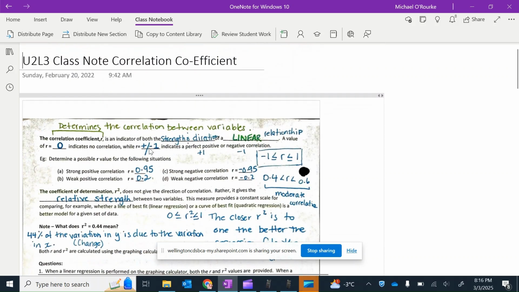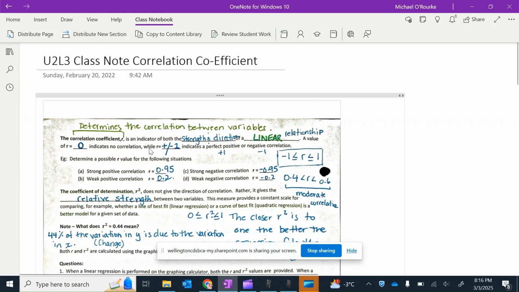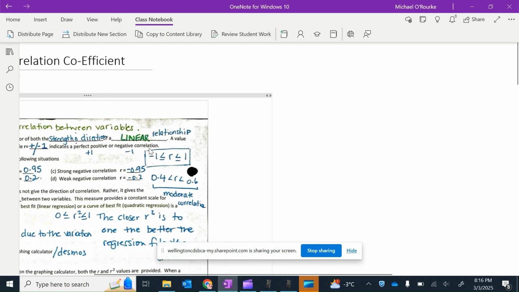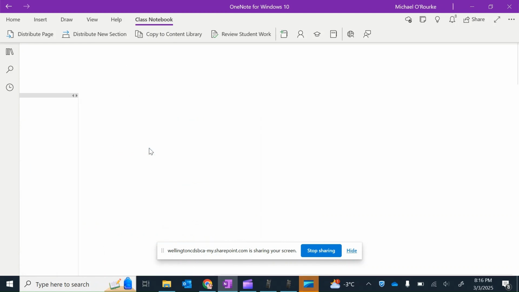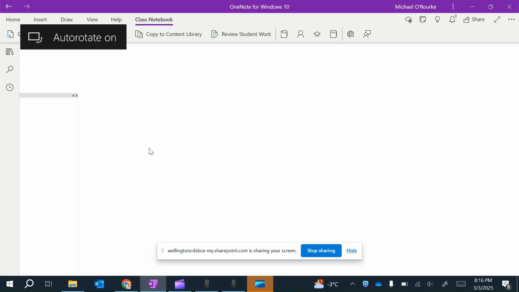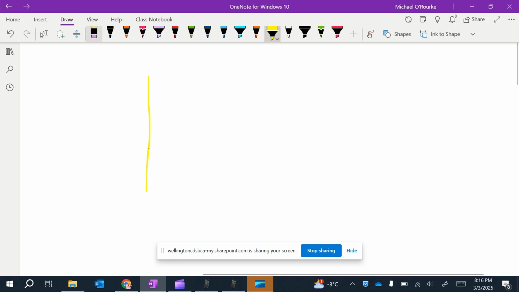Okay, we're going to look at correlation coefficient. I'm going to introduce it here real quick with a couple little drawings. So we've made scatter plots, right? We've made scatter plots looking like this, and we put data points on them.